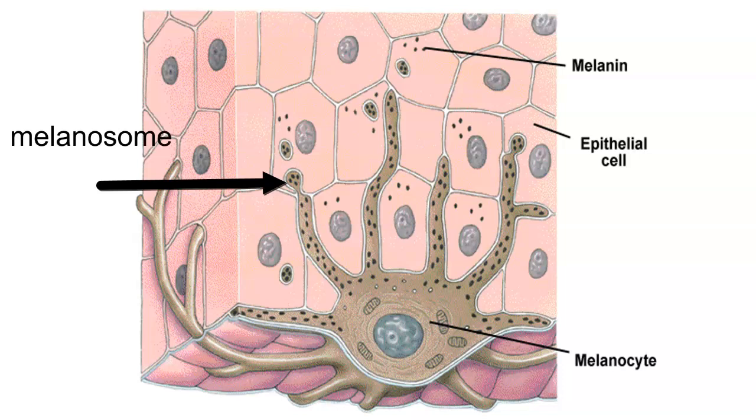The melanosome can enter into a keratinocyte where the melanin is released, and then typically the melanin will hover around the nucleus of that cell, and it gives the cell its color, and it also protects that nucleus from damage from UV radiation.